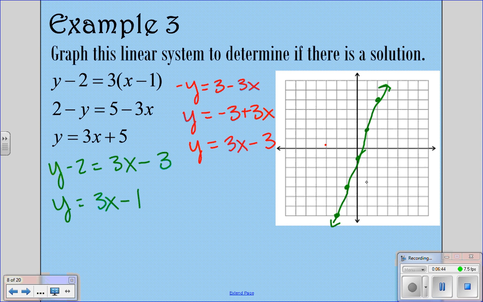So we go to graph it. We have a slope of 3, so up 3 and over 1. And then we're going to graph our line. Okay. And then for the last one, it's already in y equals mx plus b form, so we're just going to go up to 5. And then we can't go up 3, so we're going to go down 3 and to the left 1.